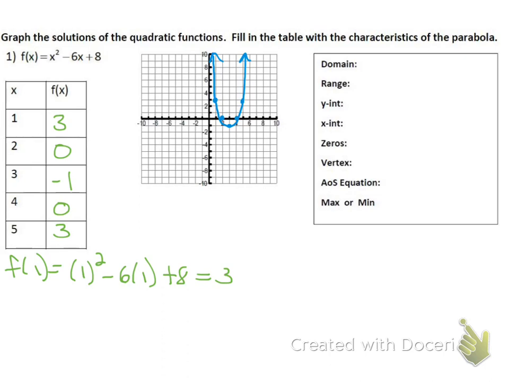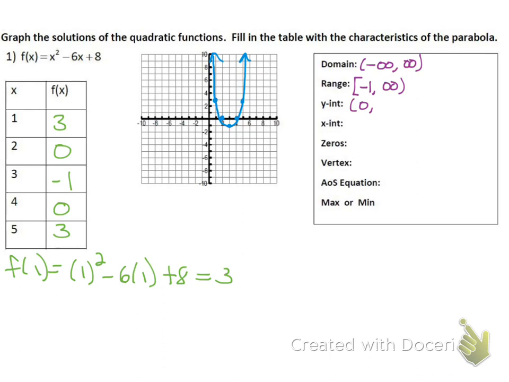So characteristic time, hopefully you're pros at this by now. The domain, negative infinity to positive infinity. All parabolas have the same domain. Range we read from bottom to top. In this case, negative 1 to infinity. And make sure you have that bracket on the range. The y-intercept is 0, something.